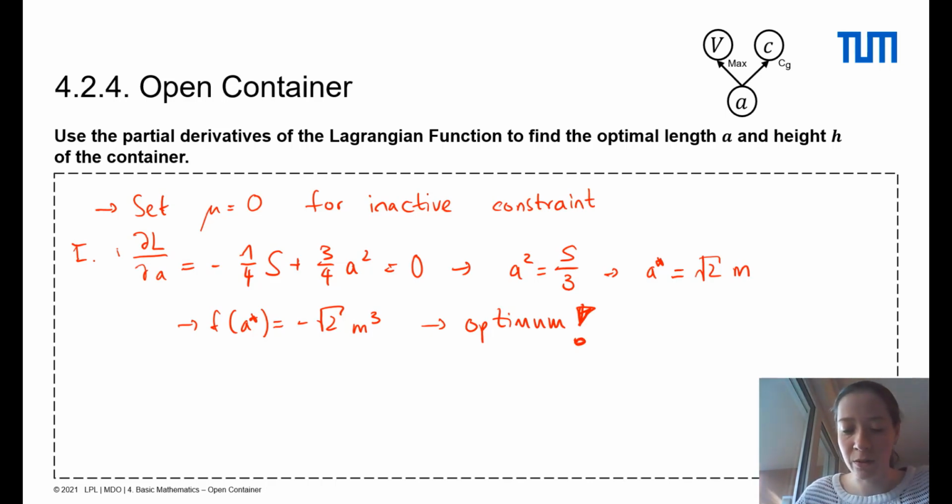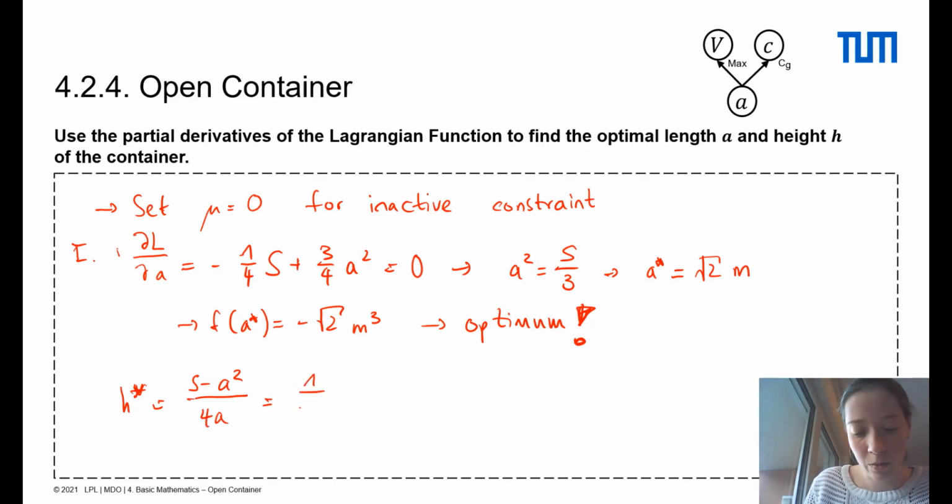Now we solved our reduced problem, but we still have to compute the optimal height, h star. So we just plug it into the equation, and we got 1 over square root of 2.